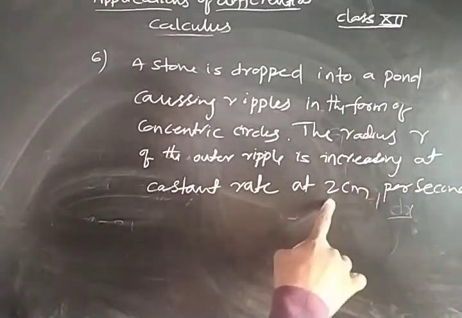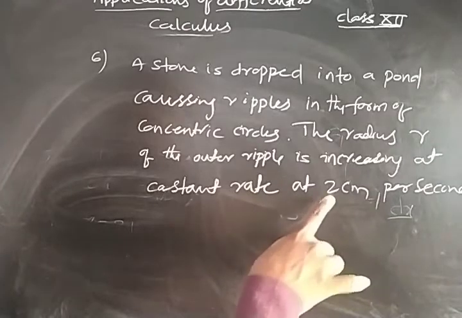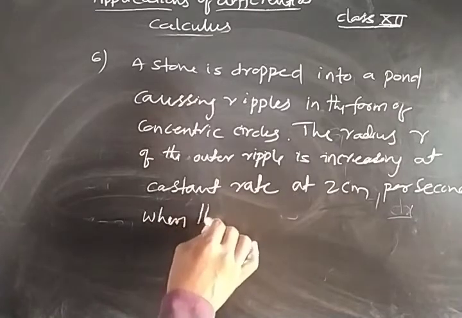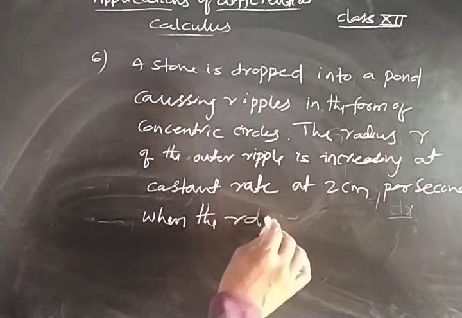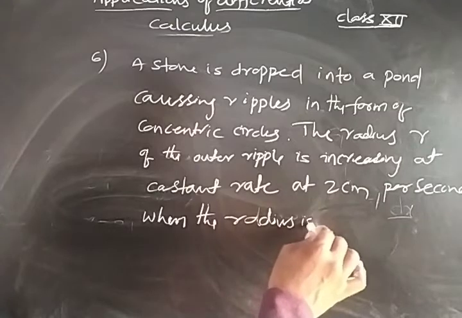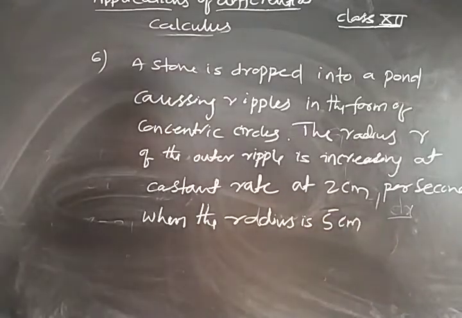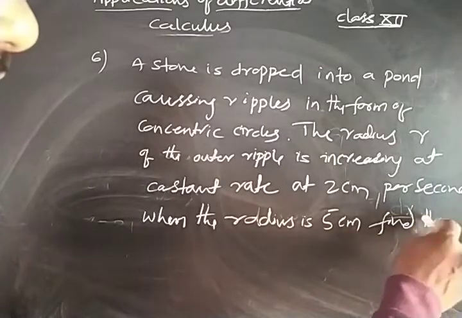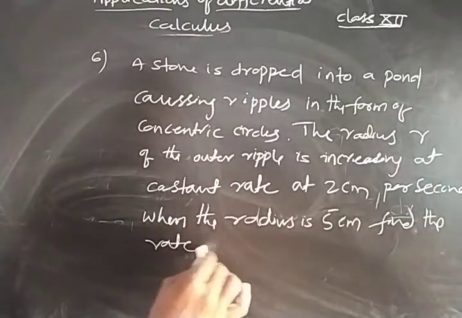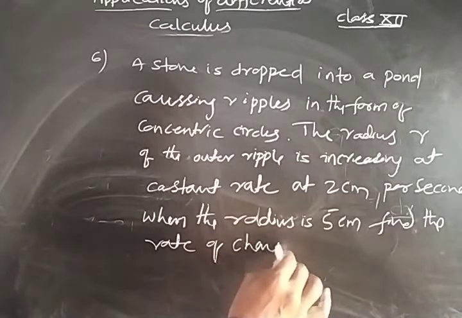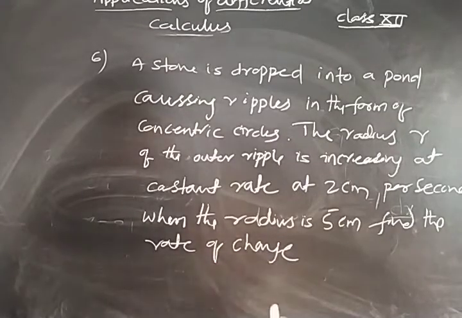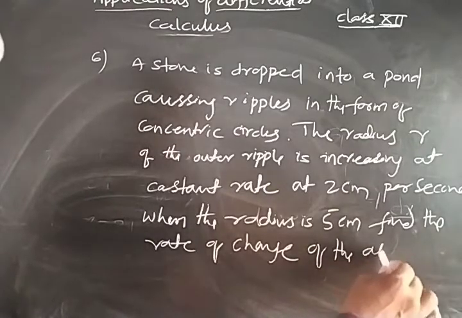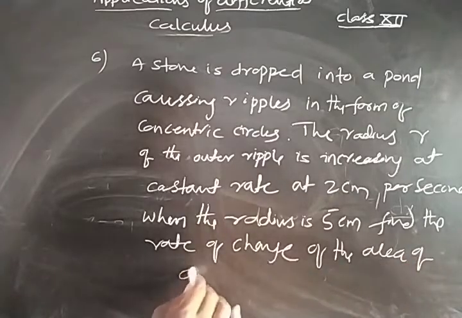So this is the rate of change in radius per second, that means dr by dt. This is dr by dt when the radius is 5 centimeters. When the radius is 5 centimeters, find the rate of change of the area of the disturbed water.